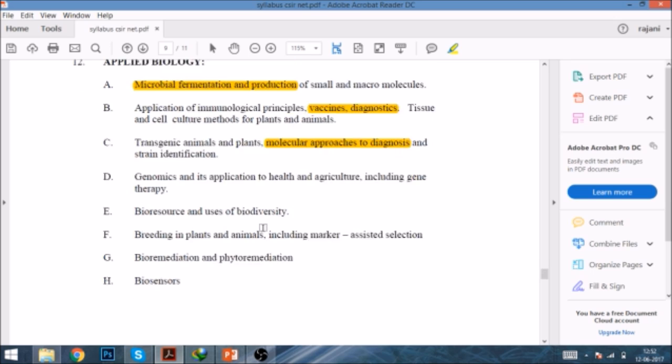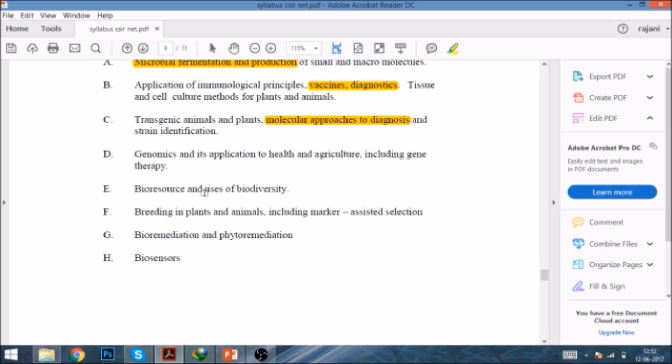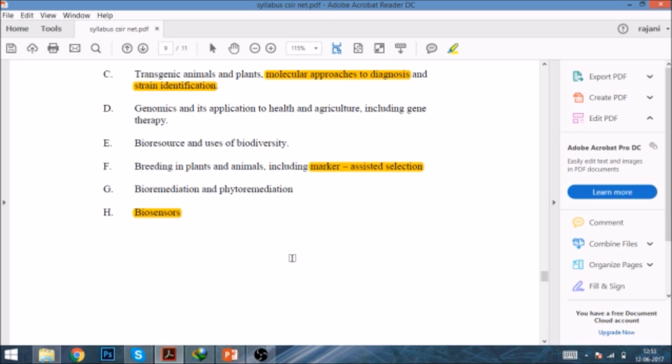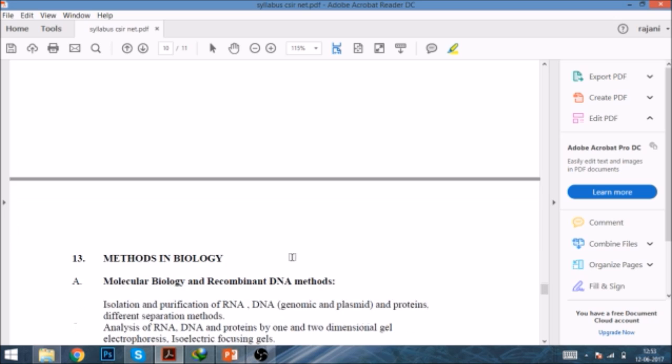Strain identifications, like which strains of bacteria or virus there can be. The IMViC test we can use for strain identification. Once go through the IMViC test for strain identification, and what the specific dyes are to identify spore formation, spore forming bacteria, gram positive, gram negative. Very simple questions can be asked from this. And molecular markers can be asked, like RAPD and RFLP. These questions will definitely be asked from this. Biosensor, what is a biosensor? So these questions are very important.